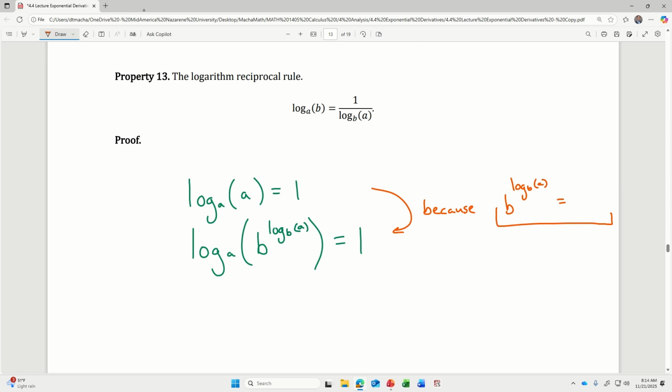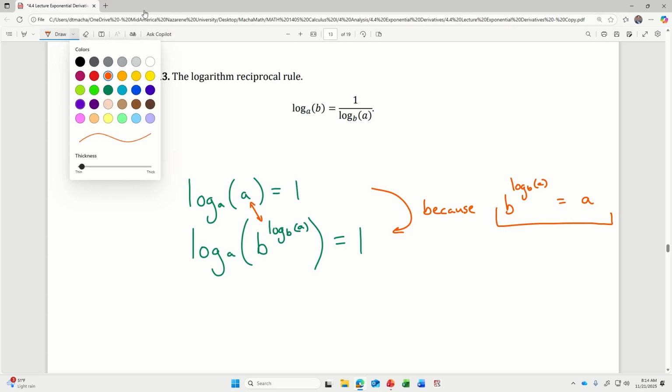Right, because this is the definition of the logarithm, that the logarithm is the inverse function of the exponent. And if I compose two inverse functions together, they just cancel each other out. So b to the power log base b of a is a. And that's what's happening here. That's the logical step in the proof.